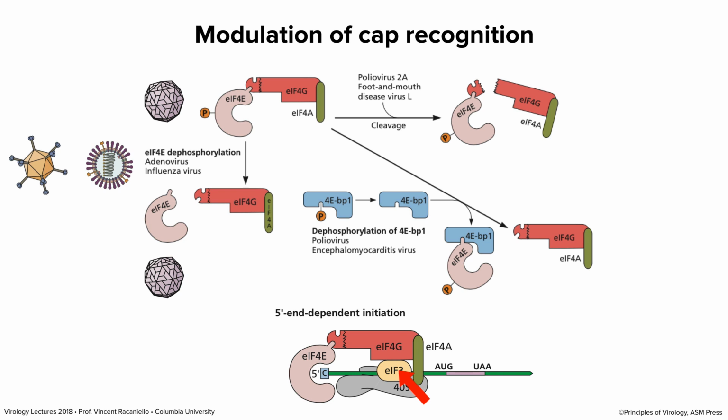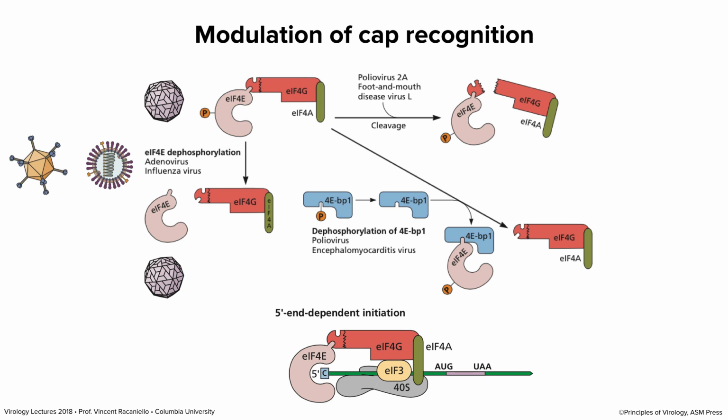And so polio and foot and mouth cleave EIF4G. It separates the two parts of EIF4G. So no longer will EIF4E be able to bring the ribosome to the mRNA because the EIF4G is broken. So that is why cell protein synthesis was inhibited in that previous slide, because of cleavage of EIF4G.